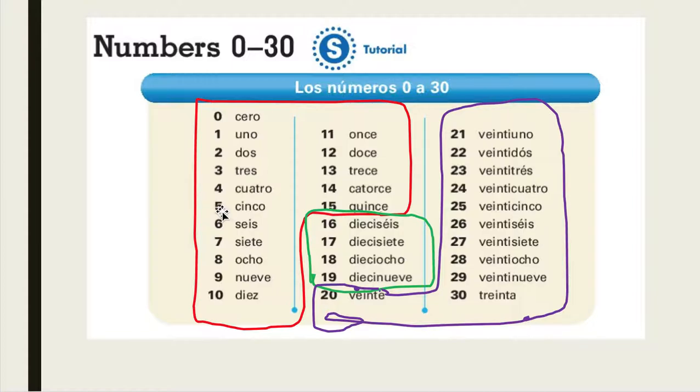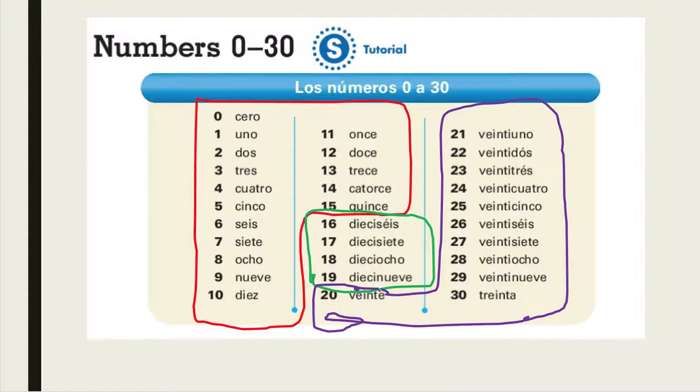In the green section, all the numbers start with the prefix dieci, and then the corresponding digit is added. For 16, you can think of it like someone saying 10 and 6, diez y seis, 16. Finally, in the last section, all the numbers start with the prefix veinti, and then the corresponding digit is added. The important part to remember is that they are all one word.